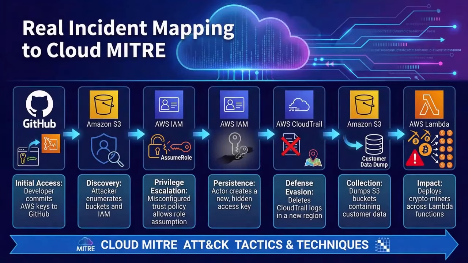So now, after we have talked about the tactics, let's talk about real incident mapping and use our knowledge to map a real incident to a cloud matrix. For example, when we talked about the initial access tactic, what is a real map for this tactic? Well, most of the time it is a developer committing AWS keys to GitHub. That's a very popular scenario we see a lot in cloud incidents. Developer forgets keys in GitHub, not specifically AWS.